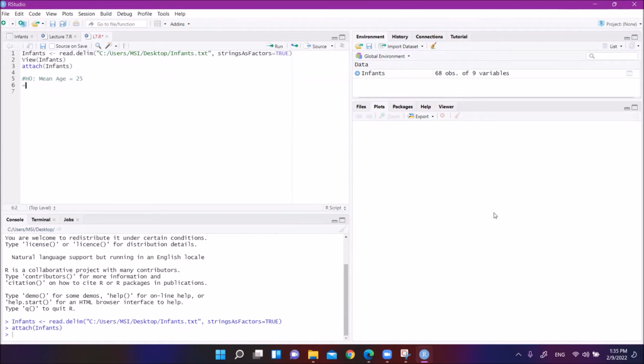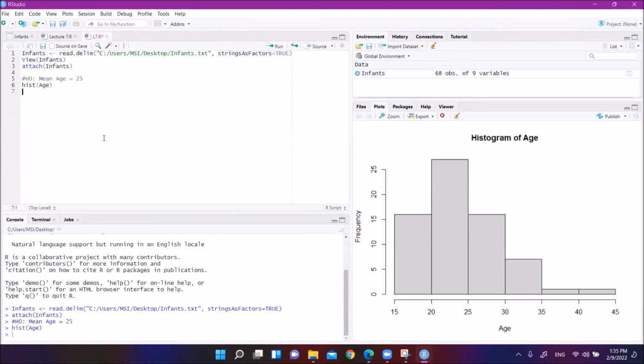First, you can see the distribution. So let's just draw a histogram. How do you draw that? Hist, you give the variable. By eyeballing, you can see it is a slightly skewed distribution, but because you have very few observations close to zero, it is approximately normal.